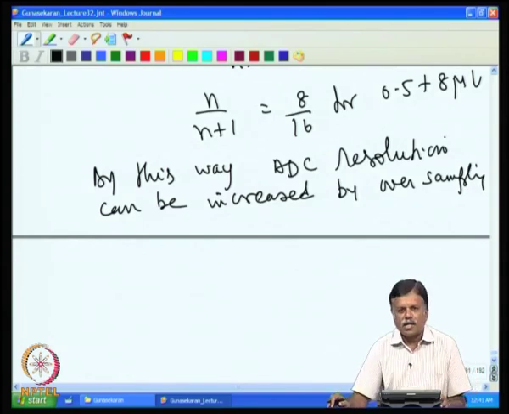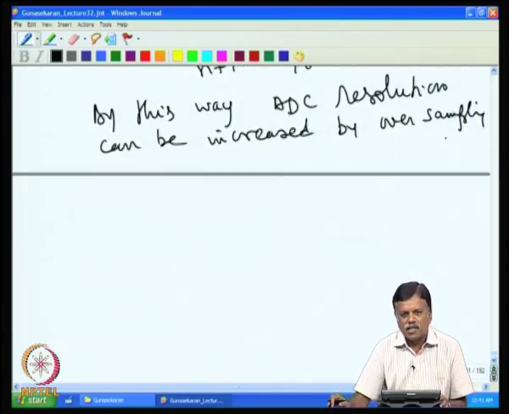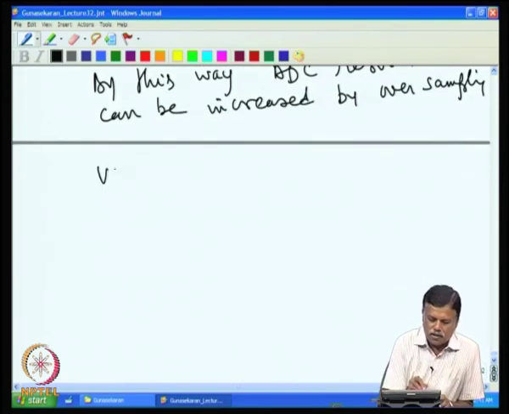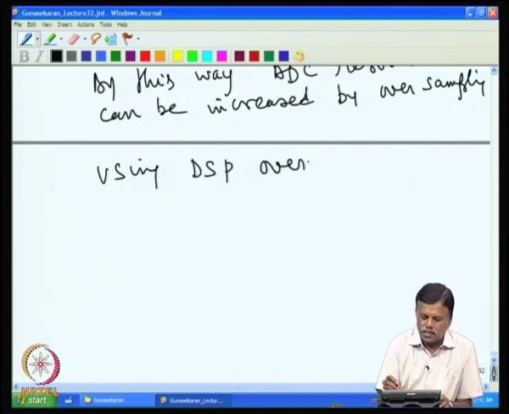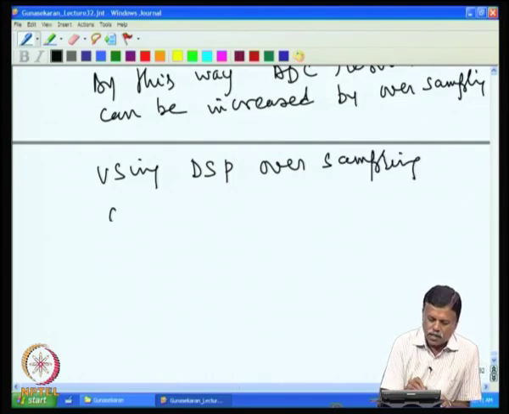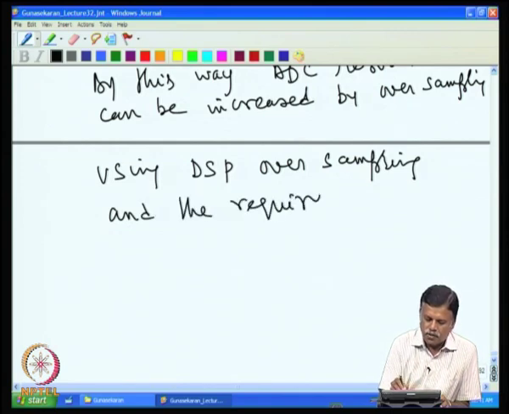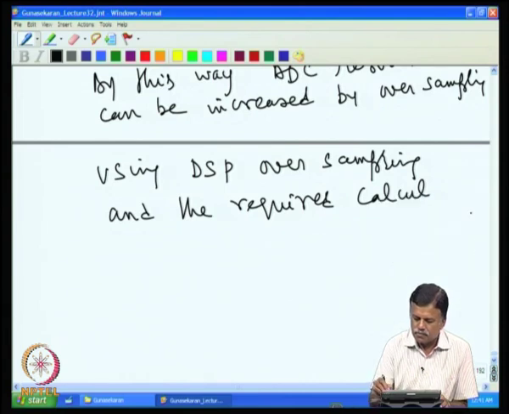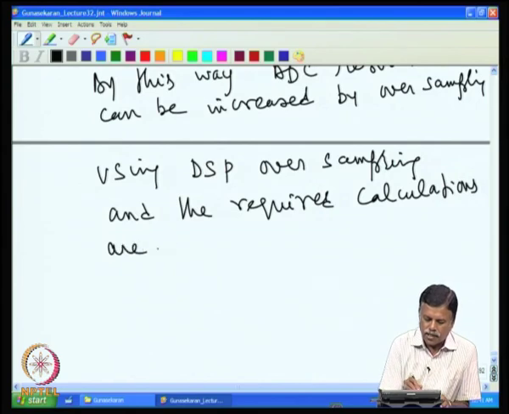So, the oversampling, decimation and averaging, all that is normally done by a DSP. So, using DSP, oversampling and the required calculations are carried out.